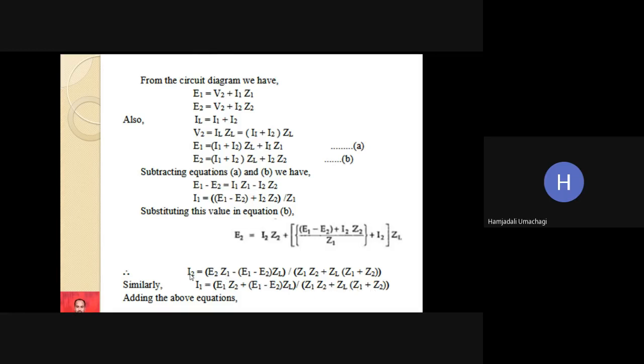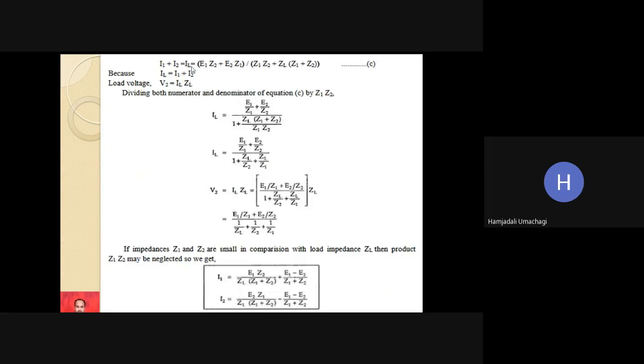Now, this is the load shared by the second transformer and this is the load shared by the first transformer. Now, we need to add these two equations. So, the load shared by the second transformer is I2, and the load shared by the first transformer is I1. On adding I2 and I1, we are going to get the total load current, that is IL, because I1 plus I2 is nothing but IL. So I1 plus I2 is equal to IL.